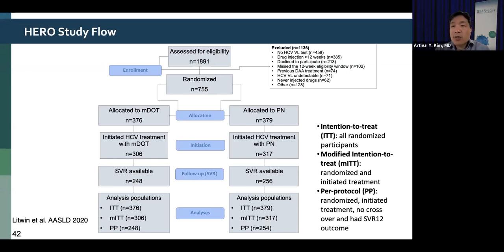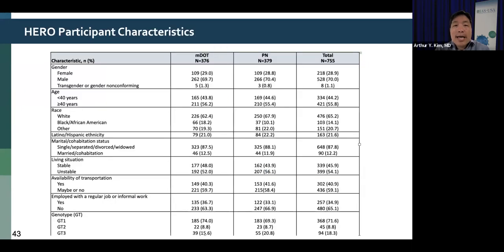But once on treatment, how well do they do? How well do we get an SVR? And so you can look at it as a trial, as an intention to treat overall, but for the modified intention to treat for those who do initiate treatment, that begins to look at the efficacy of those who are able to engage, and then a per protocol for those who really did go through the protocol.